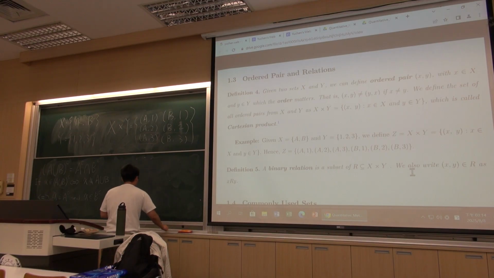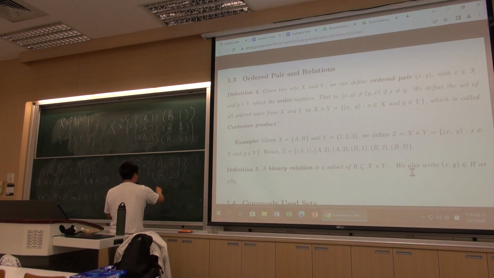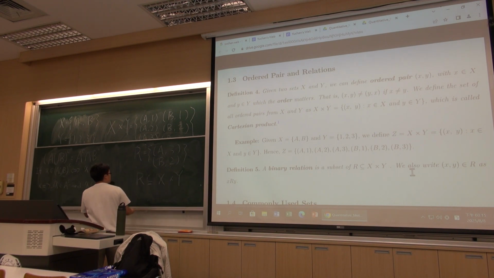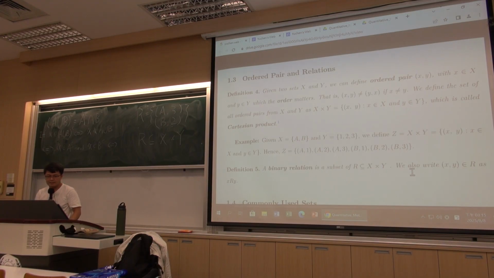So for example, I write it down. R contains A3 and B2. So in this case, R is a subset of X Cartesian product Y. Write it this way in our example. So that is Definition 5. Okay.